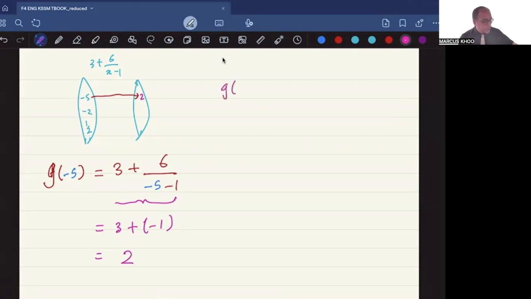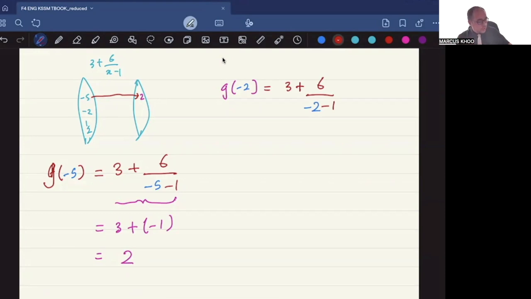Okay, G of negative 2. Now our object is negative 2. So we put it into the same function as always: 3 plus 6 over negative 2 minus 1. All we're doing is just placing the object into the function to find the image, to find the end result. That's what we want to do.